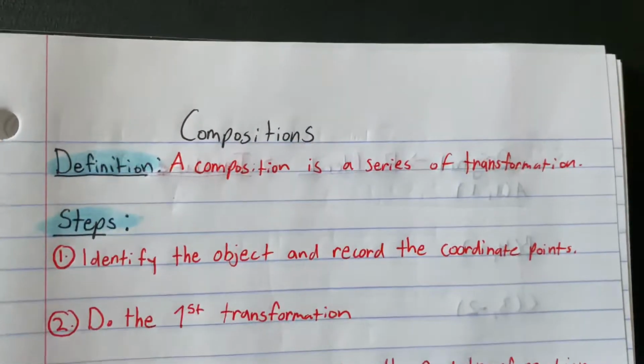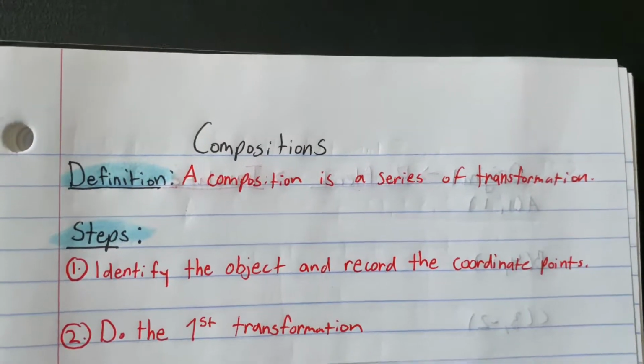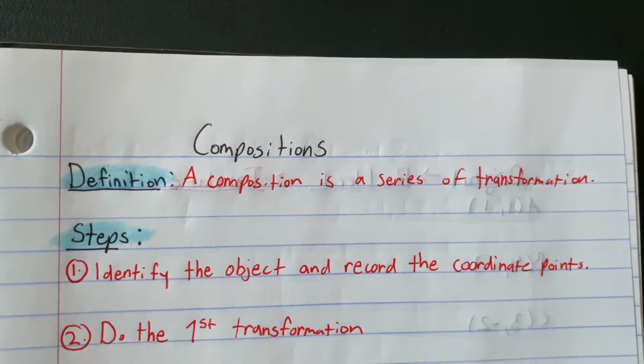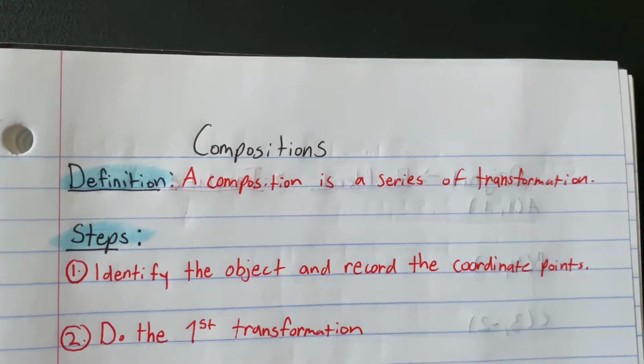And then step 2 is to do the first transformation. So when they tell you to translate then reflect, please don't reflect then translate. Please follow the order. I'll show you an example later of how that would not work if you reflect first then translate. But for now, just do the first transformation that they ask.